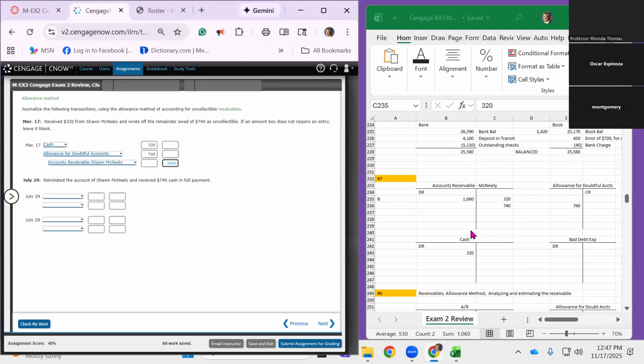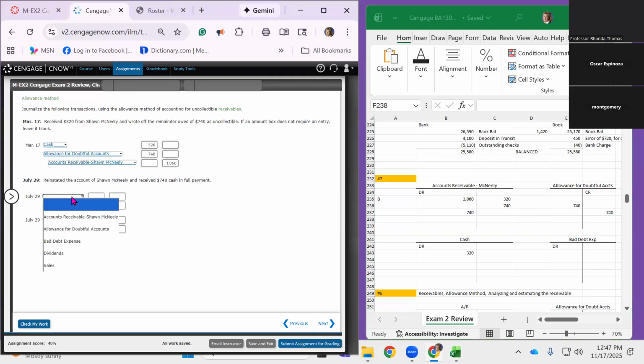So that was on March 17th that we got the 320 and wrote off the 740. But now all of a sudden it's July 29th and we are receiving the cash of 740 that we wrote off. Uh-oh. Well, before we accept the cash, we have to reinstate his accounts receivable. So we're going to reverse the write-off. So if you credited to get rid of it, you're going to debit to bring it back. And then we want to credit the allowance so it's back where it was.